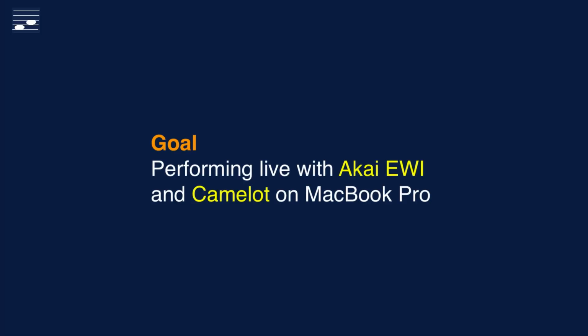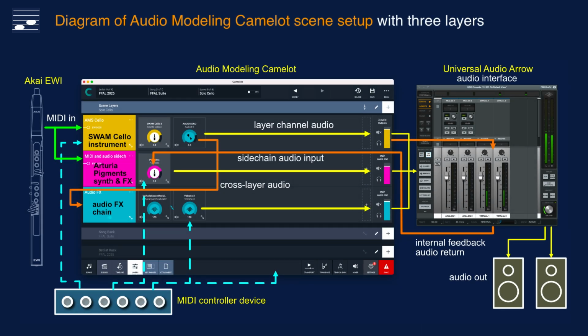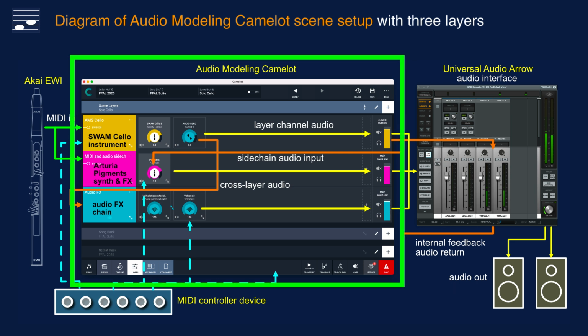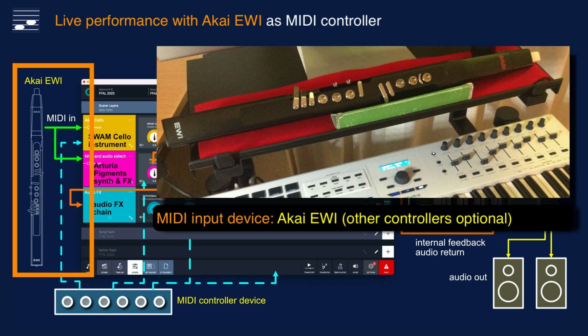My goal is to enable real-time sound effect control while playing virtual instruments with an Akai EWI. This diagram will guide you through this video about my discovery of how to get Sidechain control setup working. You see a scene in the Audio Modeling Camelot software. It consists of 3 layers. My main input device is the EWI shown on the left.